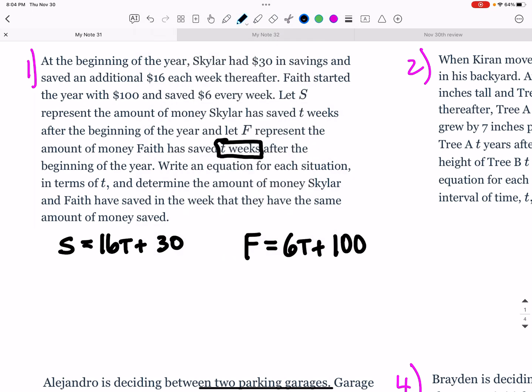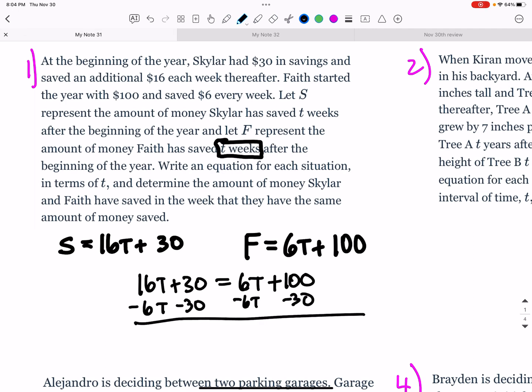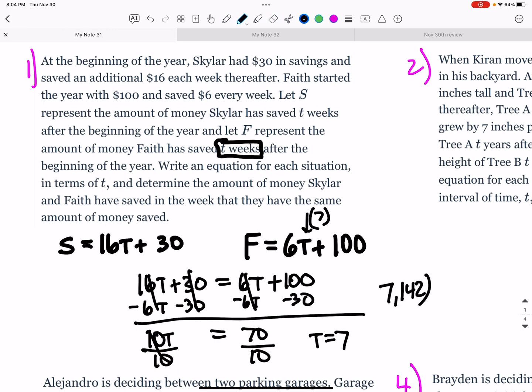They ask when they have the same amount: 16T plus 30 equals 6T. Subtract 6T and subtract 30, and we've got 10T equals 70. Divide by 10, and these two people have the same amount of money after 7 weeks. Plugging in 7, 6 times 7 is 42, plus 100 is $142, so after 7 weeks they both have $142.